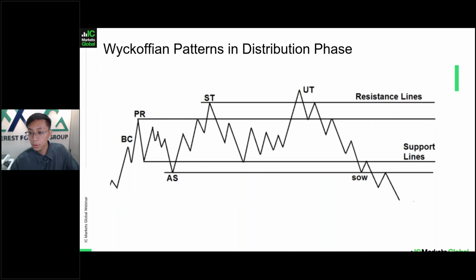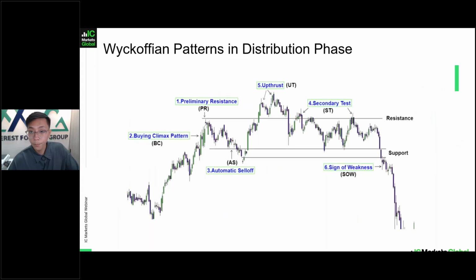Okay, so moving on to Wyckoff patterns in the distribution phase. We have your preliminary resistance, known as your PR, and it forms after a significant rise in market prices. It's caused by these big players, right, when they try to acquire bearish positions or liquidate bullish positions after a strong rally. Once a PR is established, the market will find it very hard to break the resistance level because of strong selling interest.